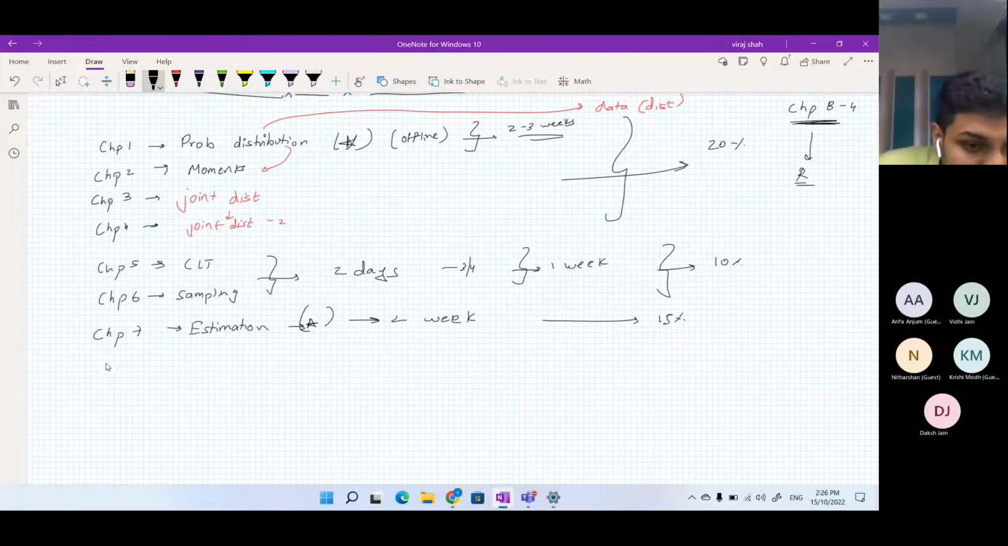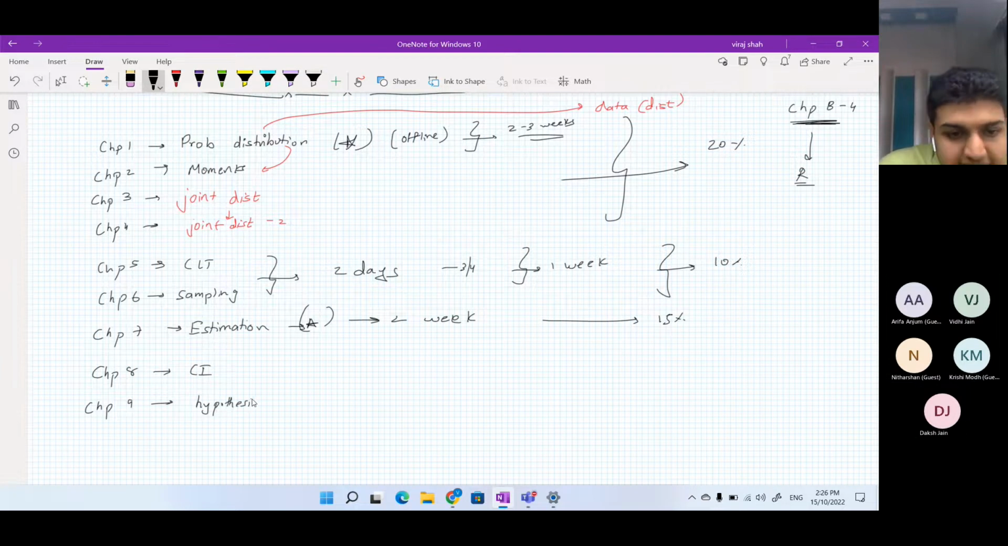Chapter 7 के link पे chapter 8 and chapter 9 हैं. So these two chapters require chapter 7, which includes your confidence interval, hypothesis. ये बहुत ज़्यादा fancy word है, I understand, but even these both have a weightage of around 20 to 25%.